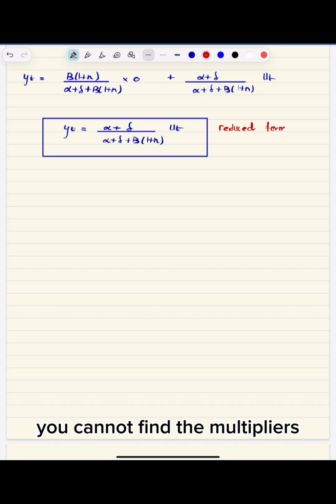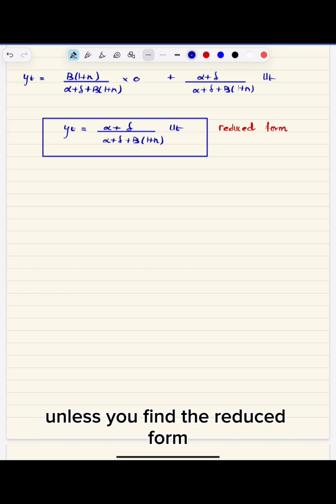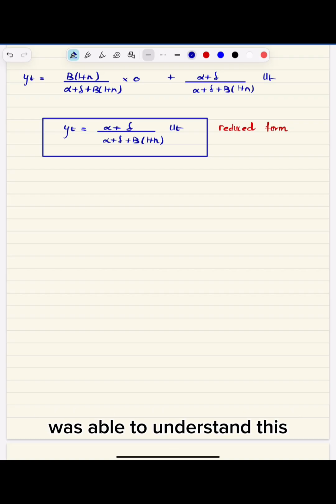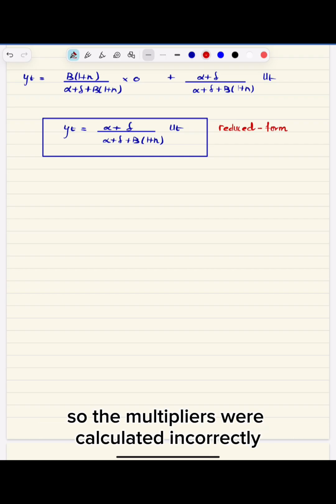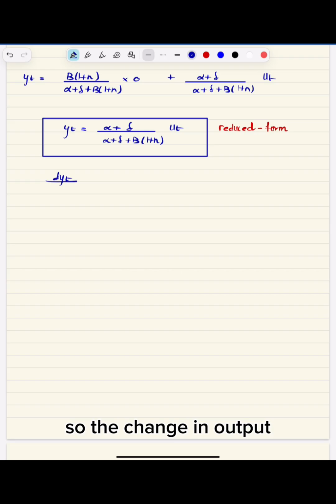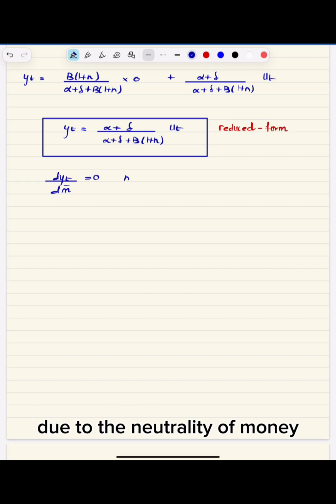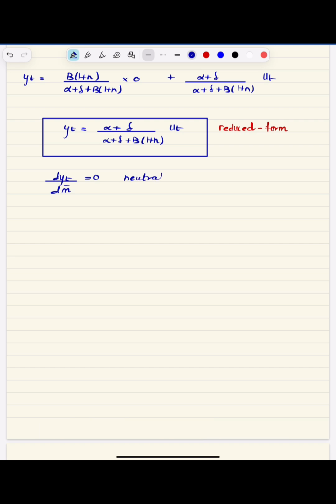You cannot find the multipliers unless you find the reduced form. All of you besides one student were not able to understand this, because you didn't get the reduced form correctly, so the multipliers were calculated incorrectly. So the change in output because of a change in money supply is 0 due to the neutrality of money.